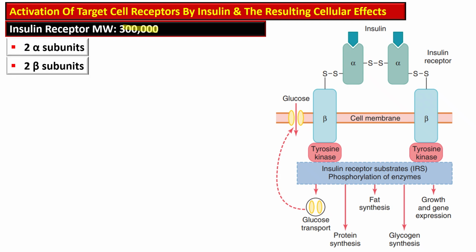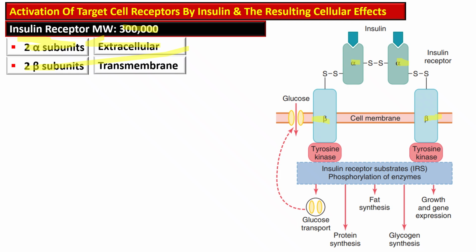It is composed of four subunits, two alpha subunits and two beta subunits that are linked by disulfide bonds. The alpha subunits are located extracellularly, outside the cell membrane, and they are responsible for the binding of the insulin, while the two beta subunits are transmembrane proteins. They penetrate the cell membrane and extend into the cytoplasm.